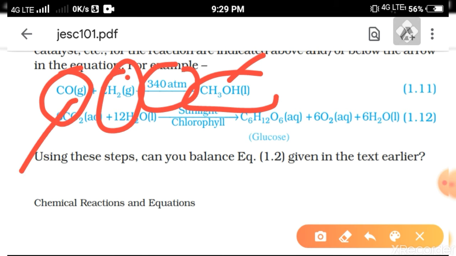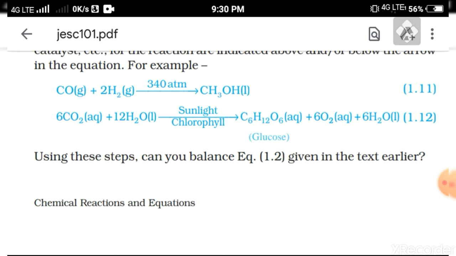CO, you know what? CO is carbon monoxide, which is also released in our surroundings from vehicles. This is a very poisonous gas, CO. So this is the gaseous form, so we have to write gas. The notation is (g). Hydrogen is also in gaseous form.